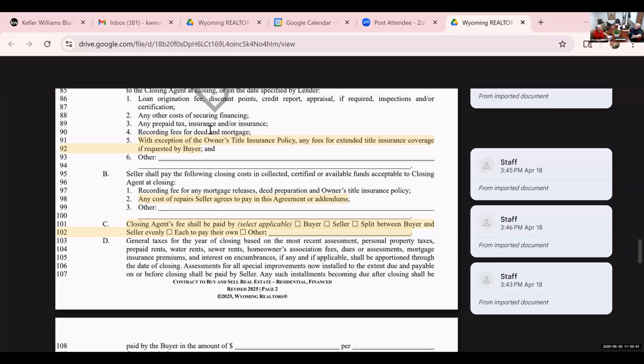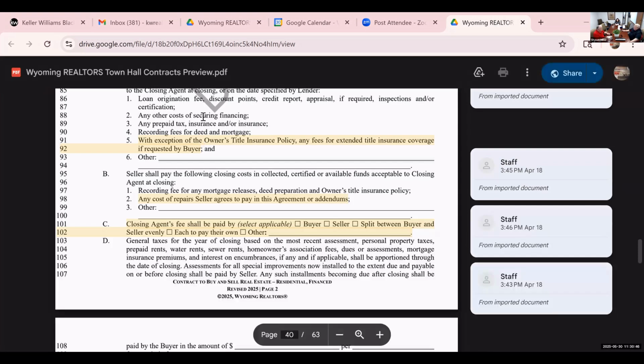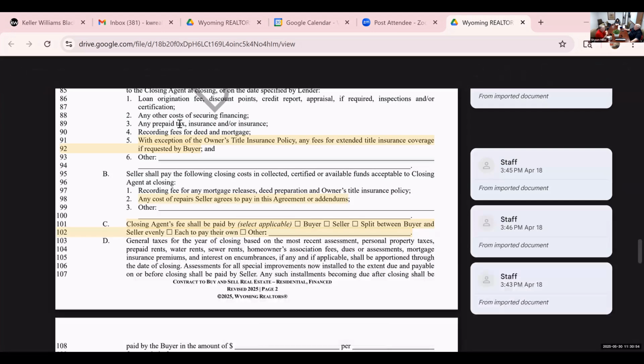That's a closing cost, right? Well, yeah. Does it really matter to a seller in terms of closing costs? Probably not. It just says that you're going to pay this and anything else you agree to on any other addendum, which, guess what, is what we do every single time.